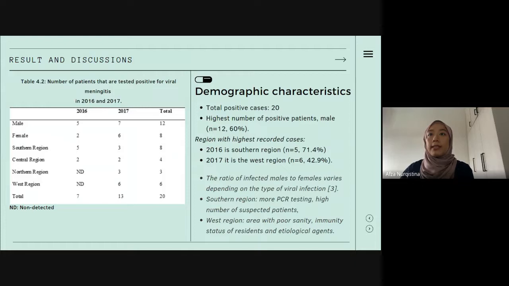The high number of cases in the southern region can be caused by more PCR testing, because they recorded more suspected patients. But for the west region, it can be contributed to by areas with poor sanitation, the immunity status of residents, and the etiological agent. And here is the conclusive result of this thesis, which explains the circulating viral pathogens.